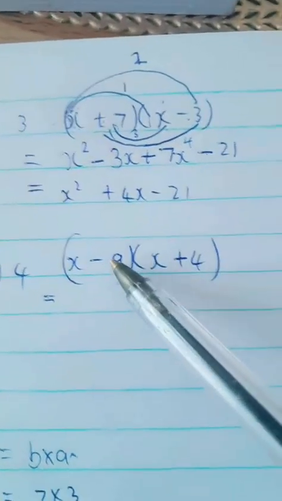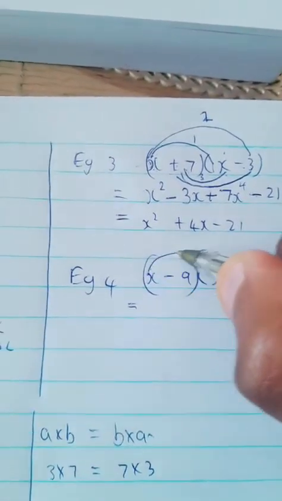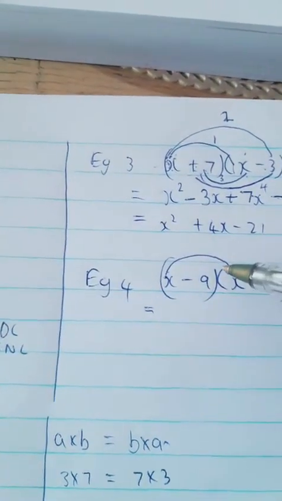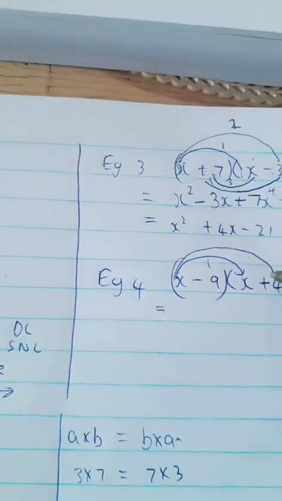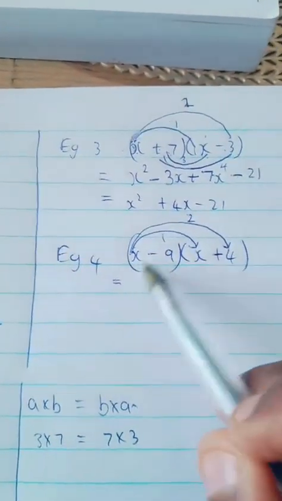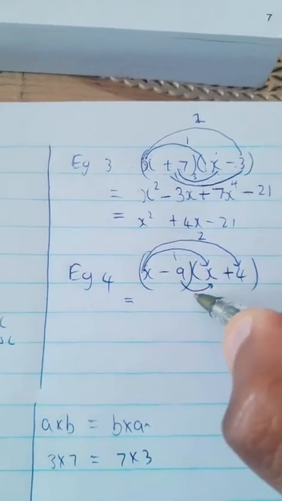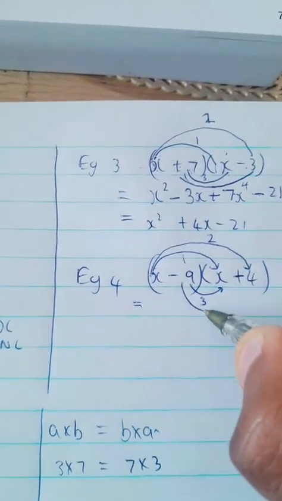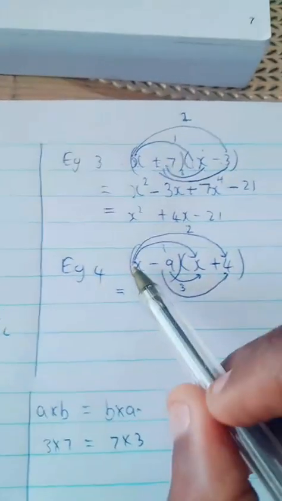Okay, let's go. x minus 9 times x plus 4. So once again, first term, distribute to the first term, that's 1. Then first term, distribute to the outer term, that's 2. It's like x needs to be distributed to both. Then after we are done, minus 9 to the first, that's the third. Then minus 9 to the last. Does that make sense? That's what we're doing here.